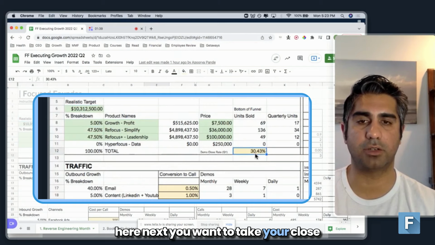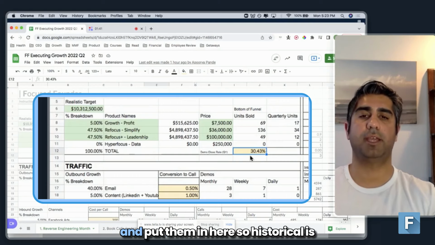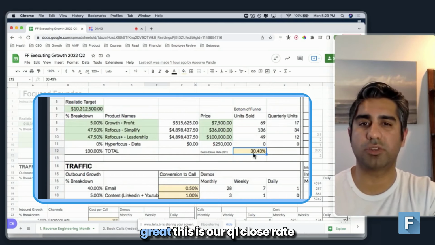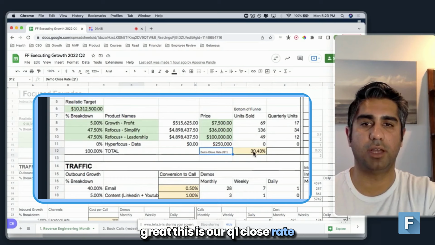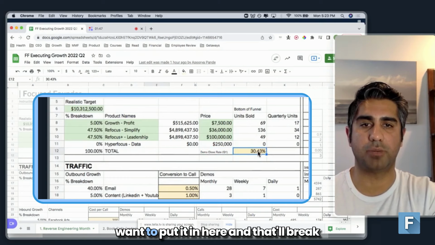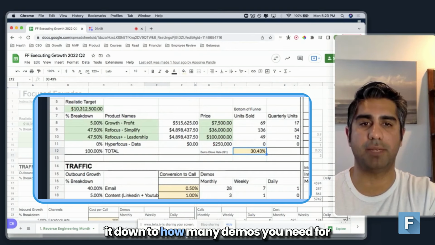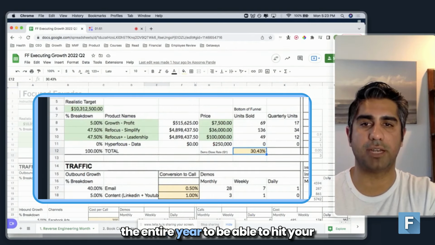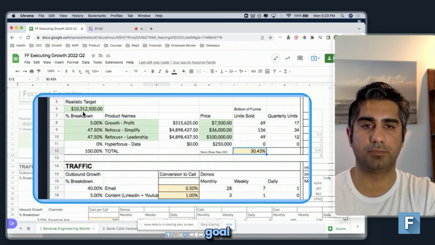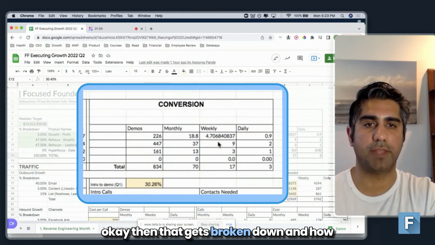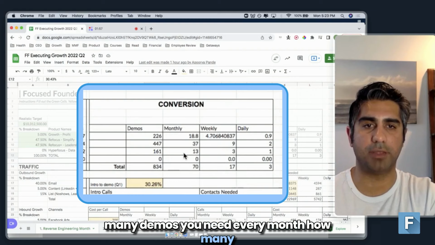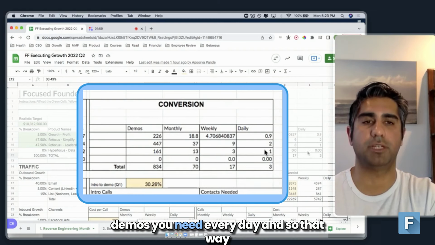Next, you want to take your close rates and put them in here. So historical is great. This is our Q1 close rate for any demos that come in. So you just want to put it in here, and that'll break it down to how many demos you need for the entire year to be able to hit your goal. Okay. Then that gets broken down to how many demos you need every month, how many demos you need every week, how many demos you need every day.